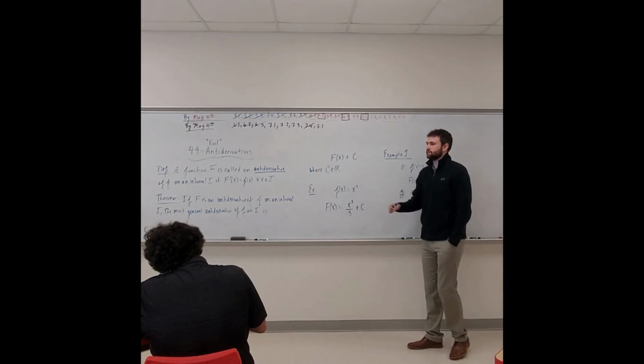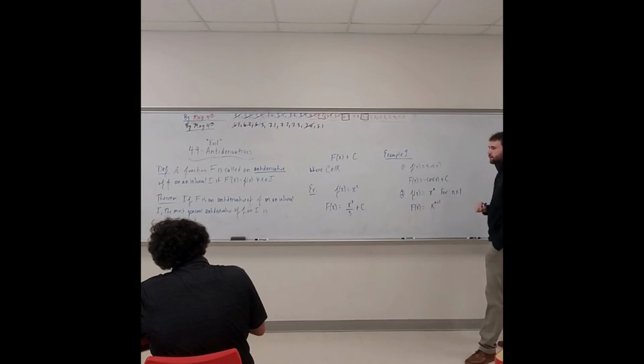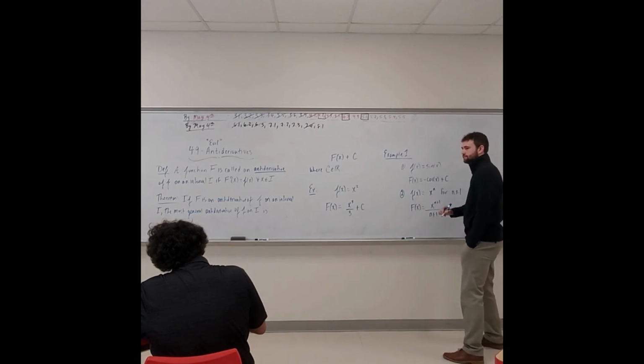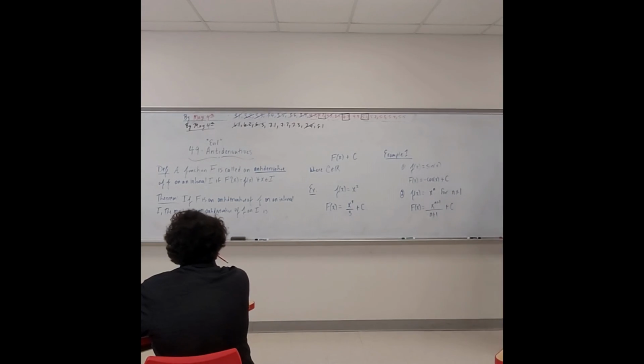Compare it to what we did over here. Right, n is just 2 in this case. What did we do? We just added the 1 and then divided by that number, so divided by n plus 1, plus the constant, right? There's an antiderivative law.